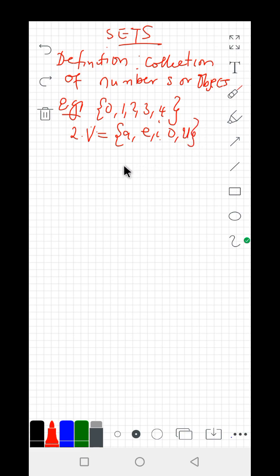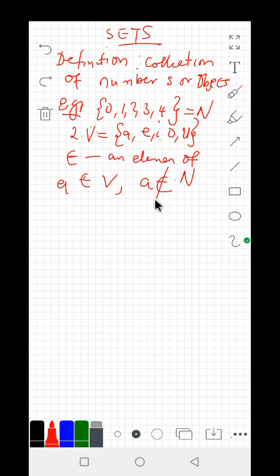We use this symbol to indicate that this is an element. It's an element of. So from here we can say that A is an element of V. But we can also say that A is not an element of, if this was a set of numbers N. When we write this and we cross it, it means it's not an element of.